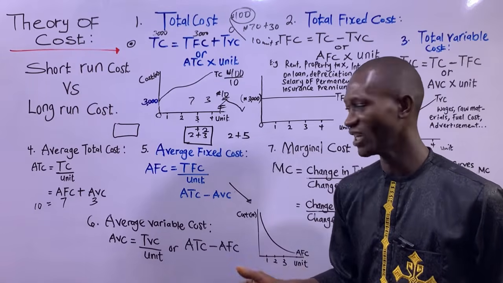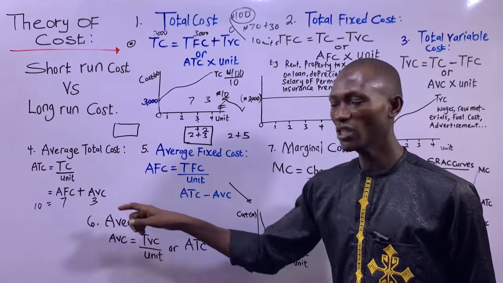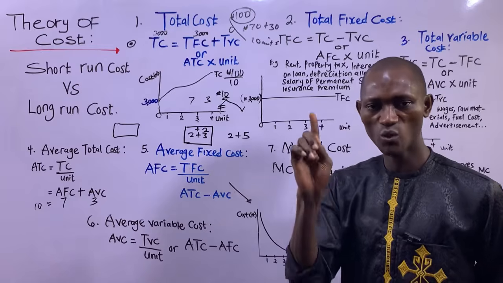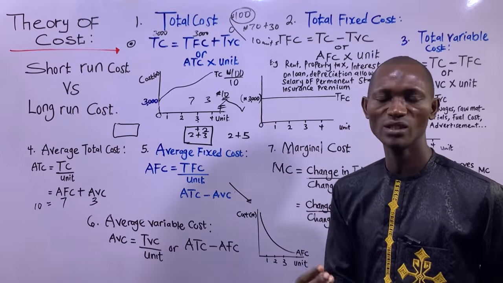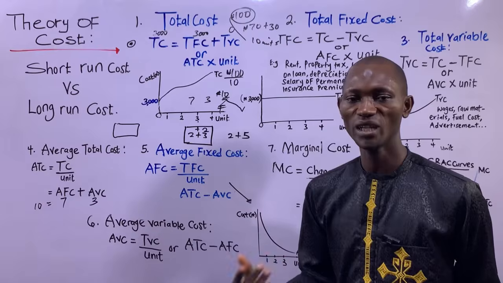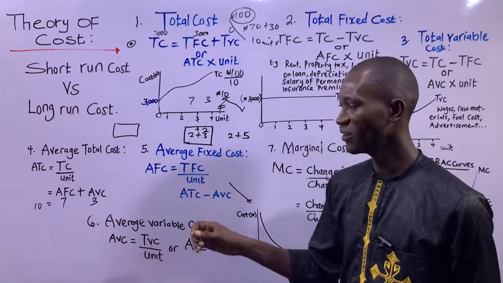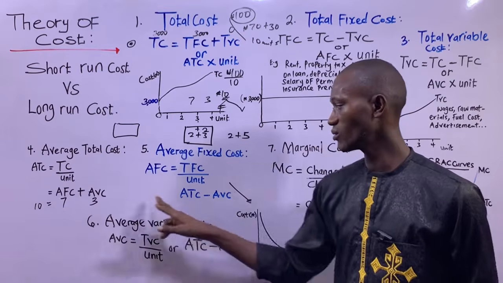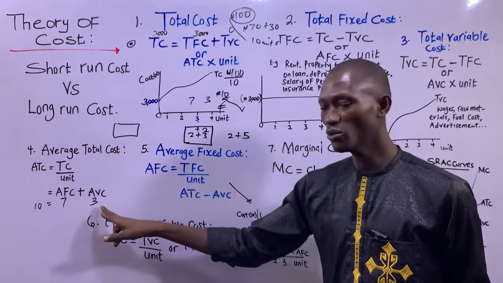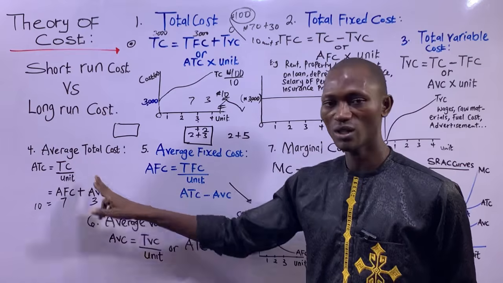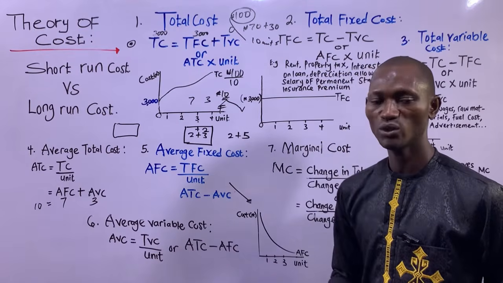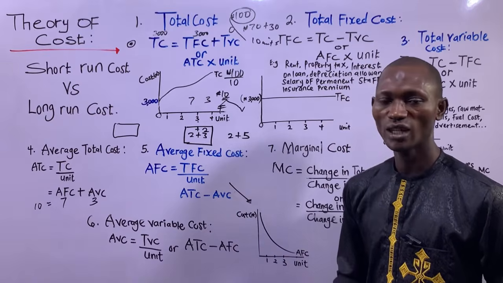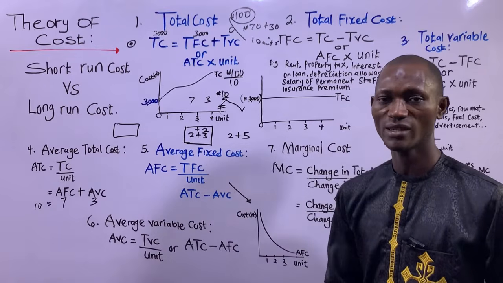Let me do a recap. The fixed elements of the average total cost, because in every total cost of producing 1 unit of output, there is always an element of fixed components and variable components. So the fixed element of the average total cost is average fixed cost, which we have here. Then the variable element of the average total cost is average variable cost. So that's with respect to average total cost. Like I did say, it's the same thing as average cost.